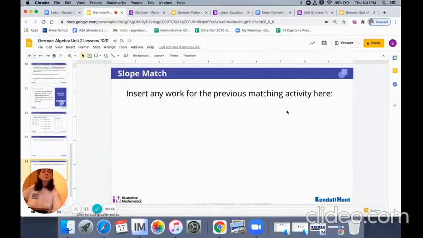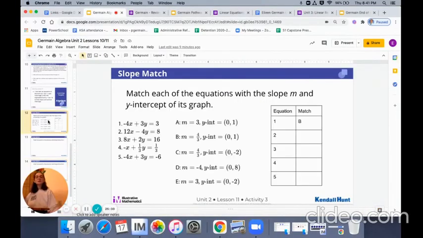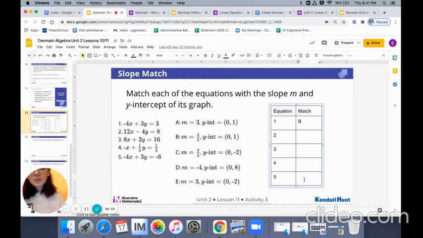Okay, let's come back and make this decision here. If we compare these that we got here, let me just grab my computer, sorry guys. If we look at number 5, we said our slope was 4/3 and our y-intercept was negative 2. Slope of 4/3, y-intercept of negative 2. So 5 goes with letter C.